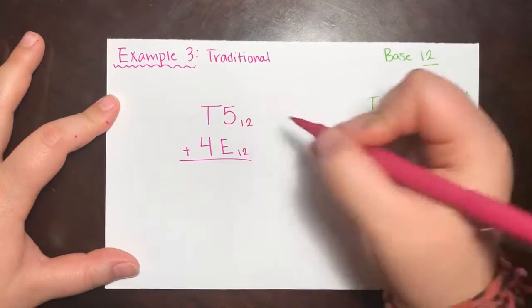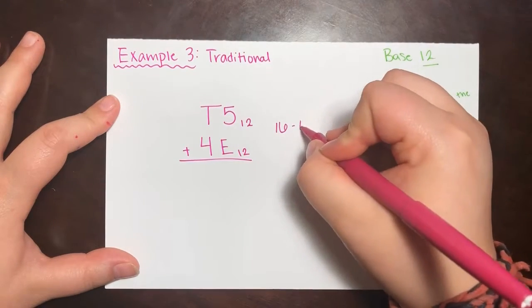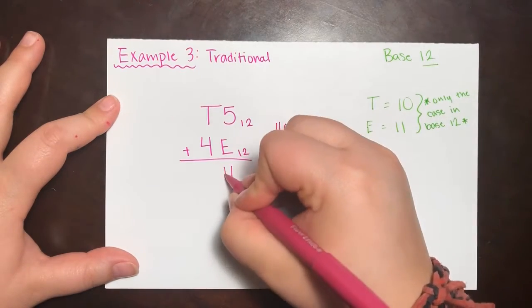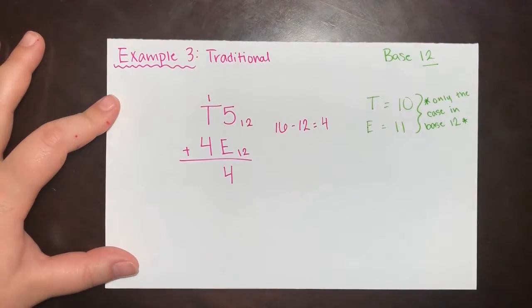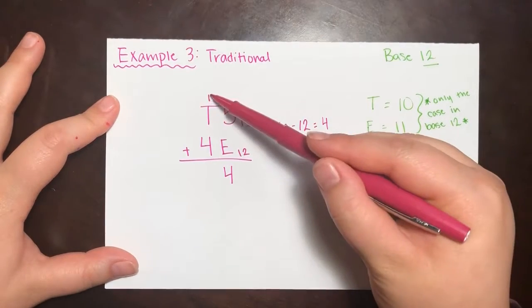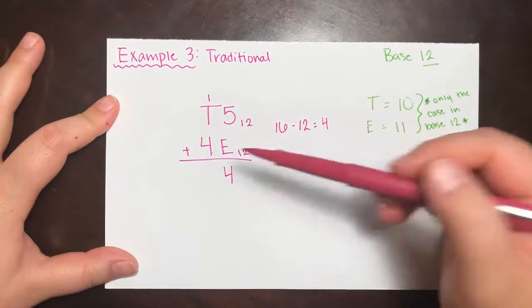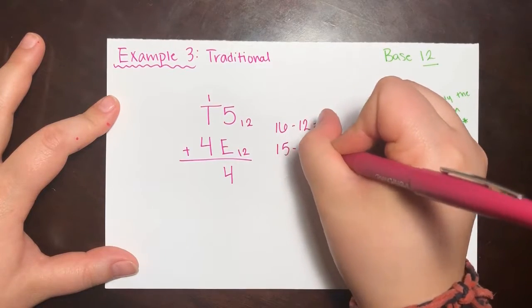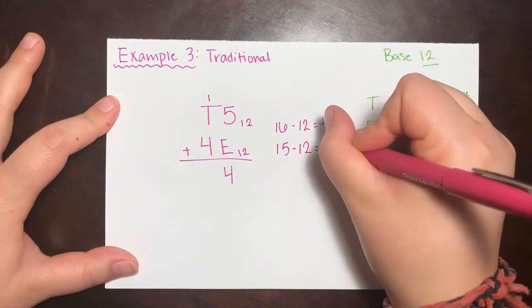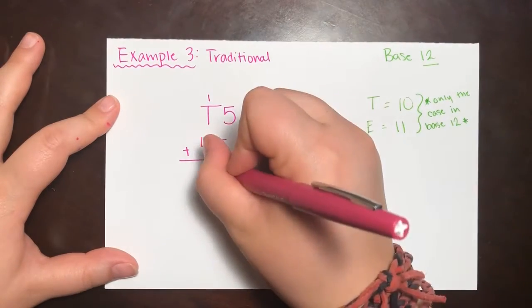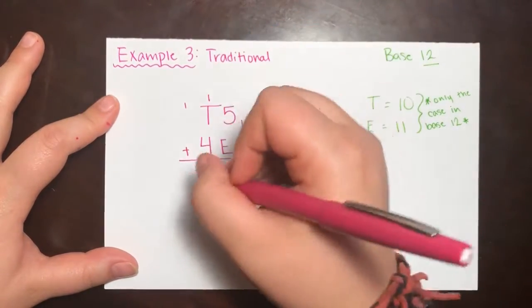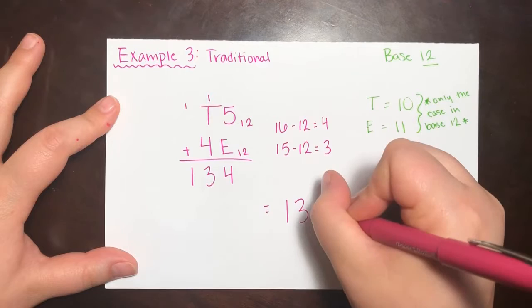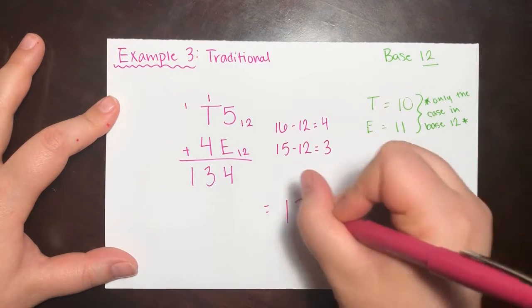16. So we know 16 is higher than 12, and that's going to give us 4 left. So we put a 4 down here and carry our 1. Then after that we have 1 plus 10 plus 4, which is going to give us 15. Again, 15 is higher than 12. And that's going to give us a 3. So we write 3 down here and then carry the 1 one more time and go to 1. So that equals 134 in base 12.